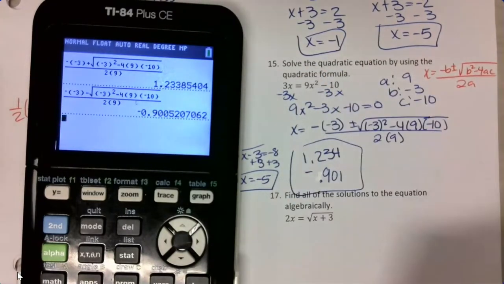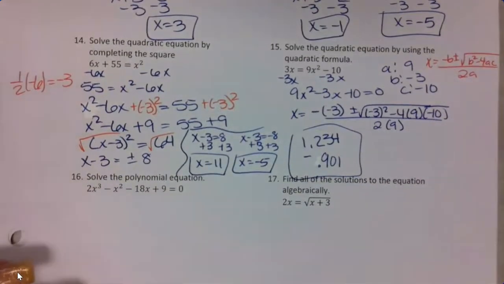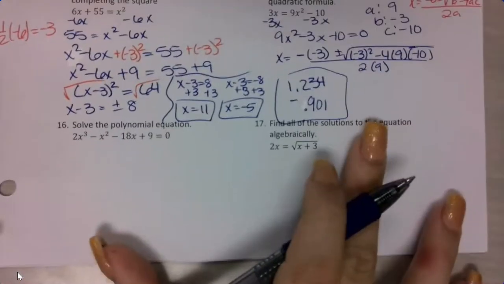If the calculator is giving you an error, it probably means you put a minus sign where a negative sign should have gone. Number 16 wants me to solve the polynomial equation.